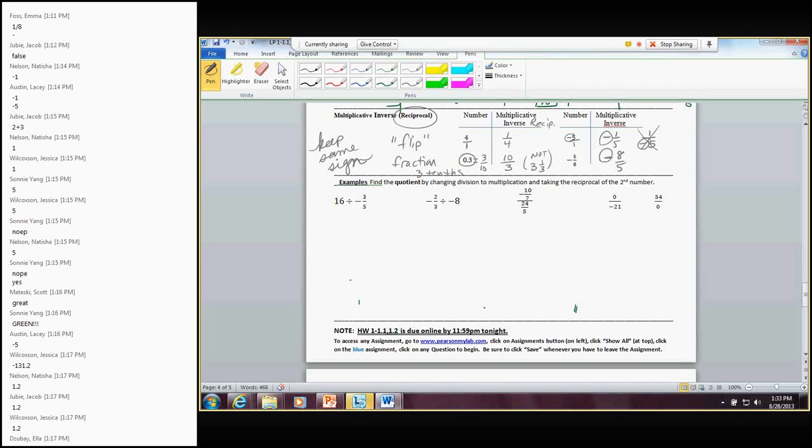Okay. All right, now we're going to find quotients. Now here, I tell you how to do it right here. Quotient means division. When you have fractions, you always want to change division to multiplication and then take the reciprocal of the second number. You flip the second number. So look at the first one. It's 16. Instead of divided by, I'm going to say multiplied by, and then I'm going to flip this one, -5/3.